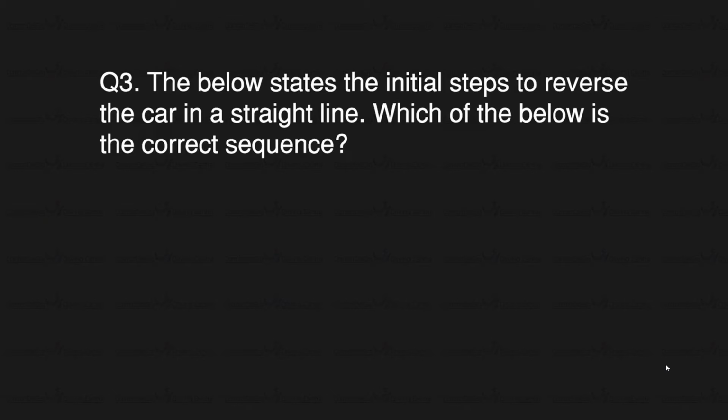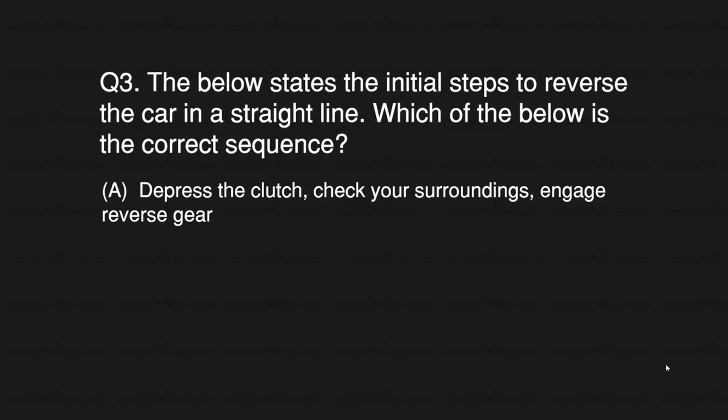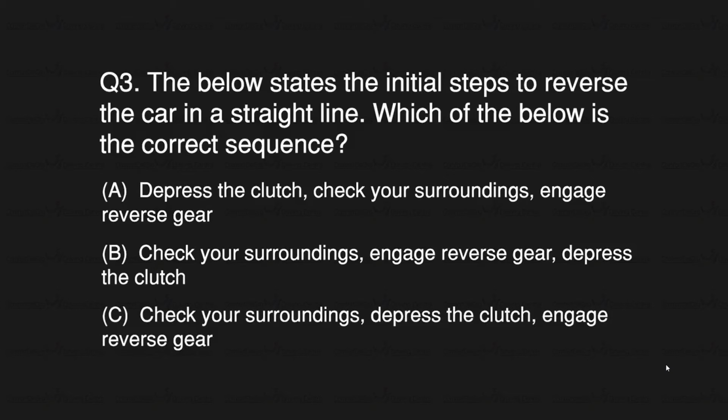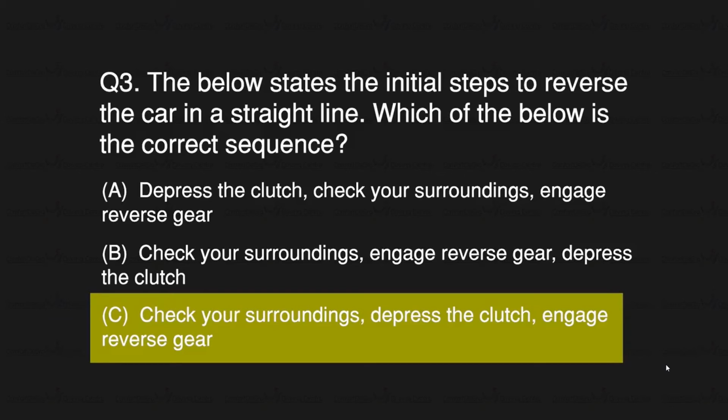3. The below states the initial steps to reverse the car in a straight line. Which of the below is the correct sequence? A. Depress the clutch. Check your surroundings. Engage reverse gear. B. Check your surroundings. Engage reverse gear. Depress the clutch. C. Check your surroundings. Depress the clutch. Engage reverse gear.